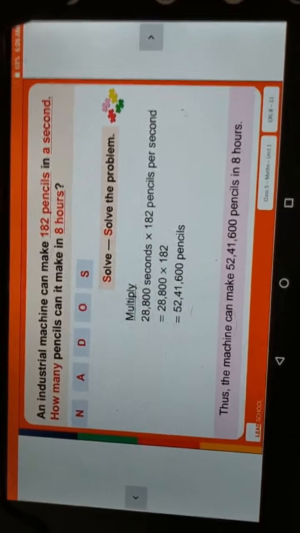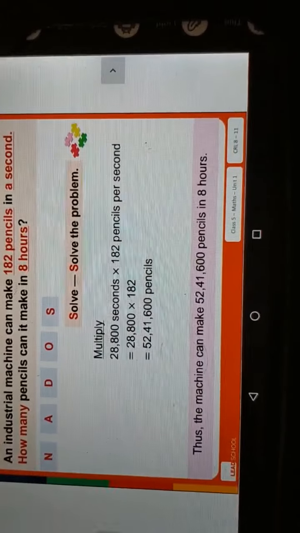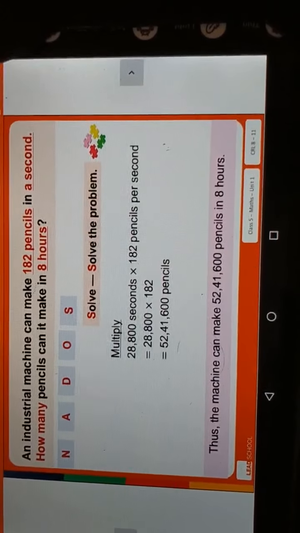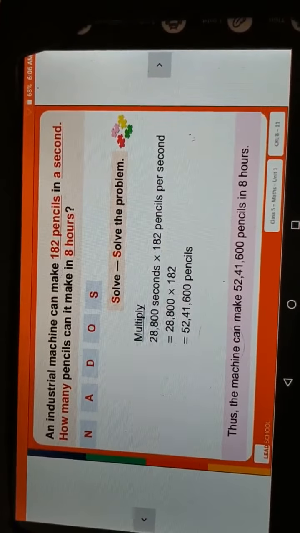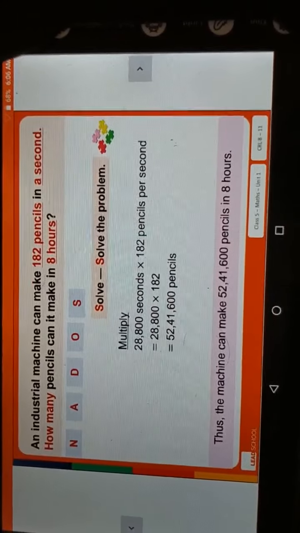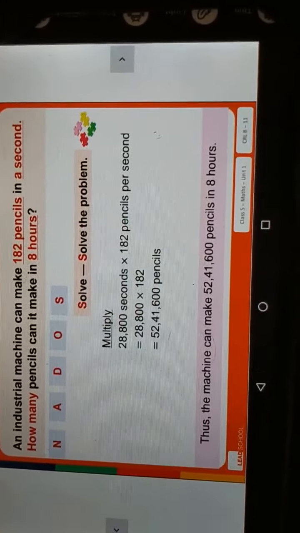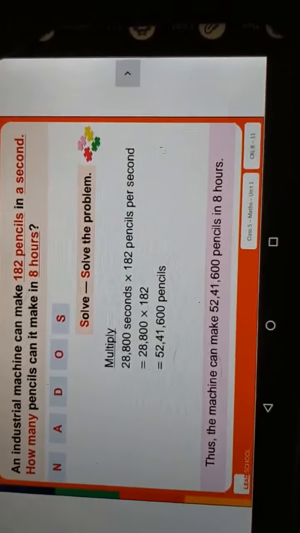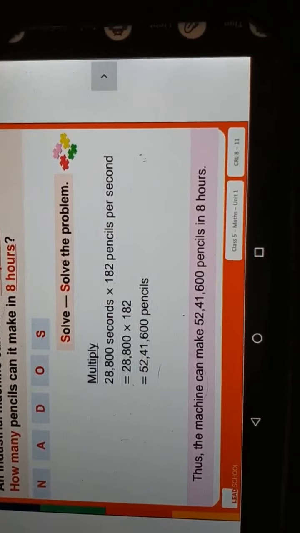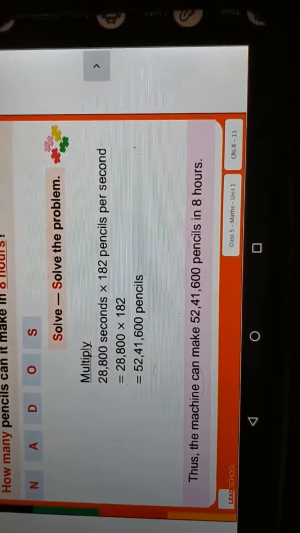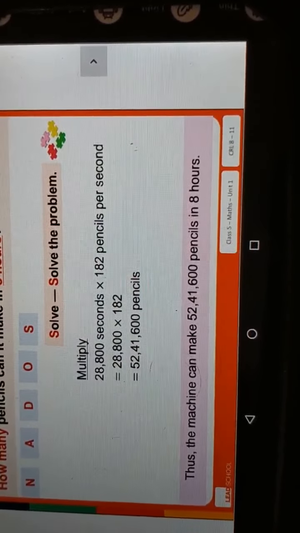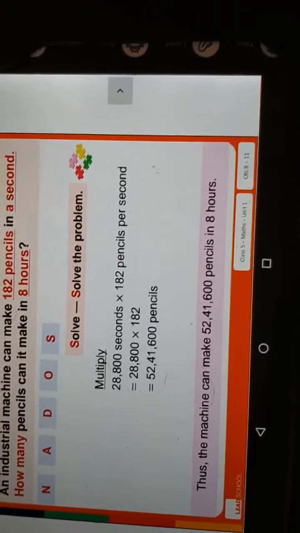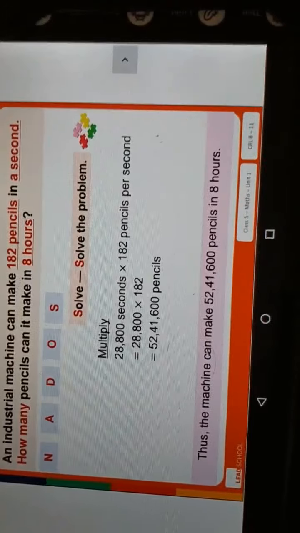Now students, look at this. I'll give you 1 minute. You have to complete this. You have to write this in your maths notebook.